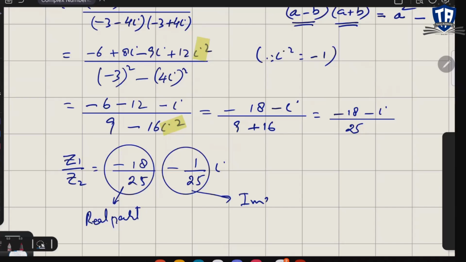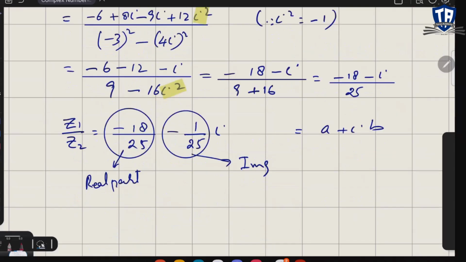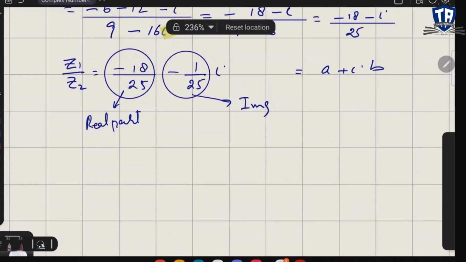So whenever you can write any number in the form a plus iota b, it is a complex number. In case of division, we always try to remove the iota sign from the denominator. If you can remove this iota sign from the denominator, it means you have done the procedure and you will get your complex number. Let's consider a few examples regarding all these addition, subtraction, and multiplication, and particularly division, and see how we can apply these concepts to the questions.